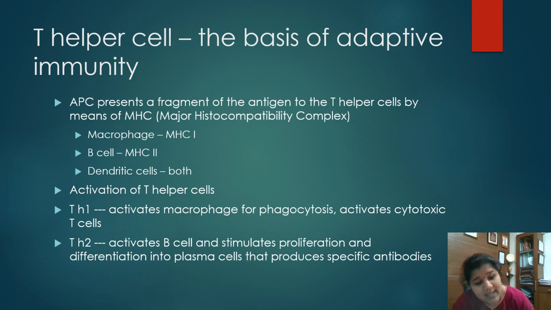It activates cytotoxic T cells that are destructive T cells, encouraging them to destroy the antigen and the cell containing the antigen. So T helper cell 2 activates the B cell and stimulates proliferation and differentiation of the B cell into plasma cell. That is a cloned B cell that produces one type of antibody.